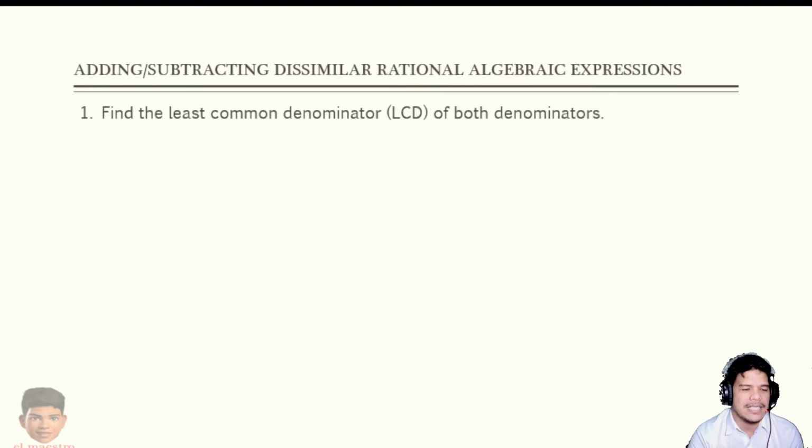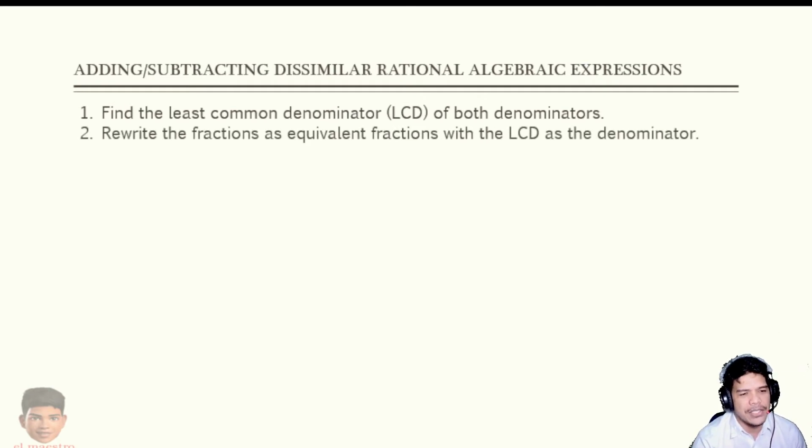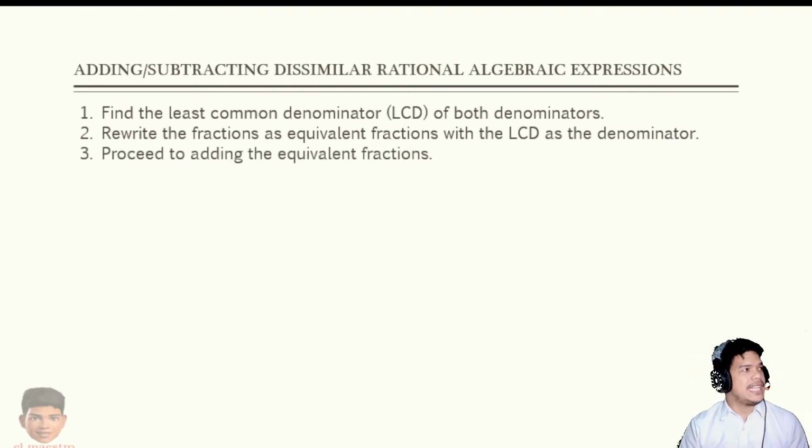Unang-una is we have to find the LCD of both denominators. Okay? So, later on, malalaman natin how to find the LCD. Then, rewrite the fraction as equivalent fraction with LCD as denominator. Then, proceed to adding the equivalent fractions. And last one is simplify. So, don't forget the simplifying of rational algebraic expressions.